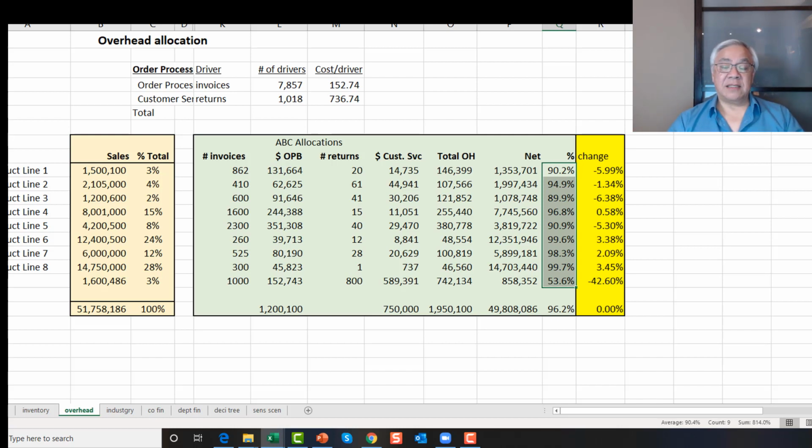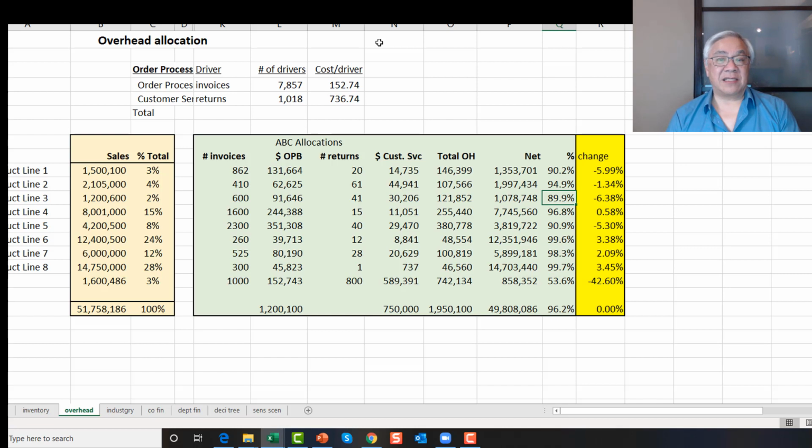Why? Because let's take an example. This one's a pretty bad example. This is a line item, the parts, where there seems to be a lot of work involved, a lot of invoices, a lot of returns. So it absorbs a disproportionate amount of costs for such a small line item. It's only $1.6 million in total revenue. So this particular margin is slammed because it's really high cost.